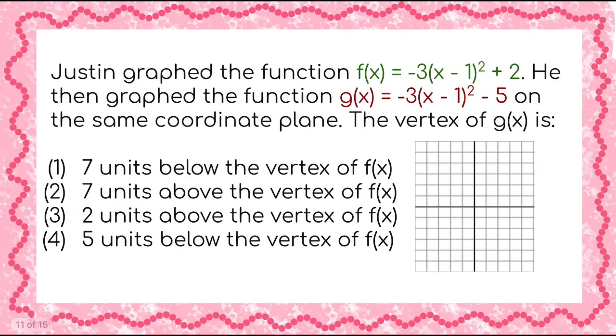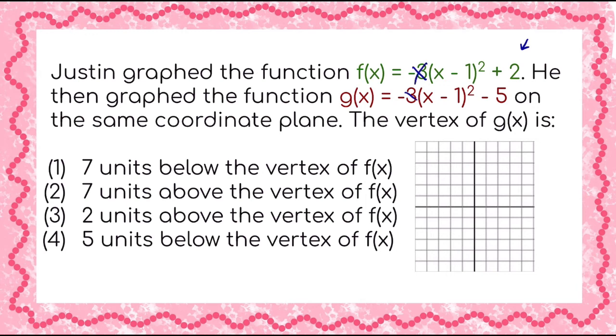This one's very similar. Justin graphed the function f of x equals -3x plus 1 squared plus 2. He then graphed the function g of x equals -3x minus 1 squared minus 5 on the same coordinate plane. The vertex of g of x is... So this is a way more complicated looking function. My advice would be to figure out what's actually changing between these two functions. So what's the only part of the function that's different? That's going to be the constant at the end. We changed from a +2 to a -5.